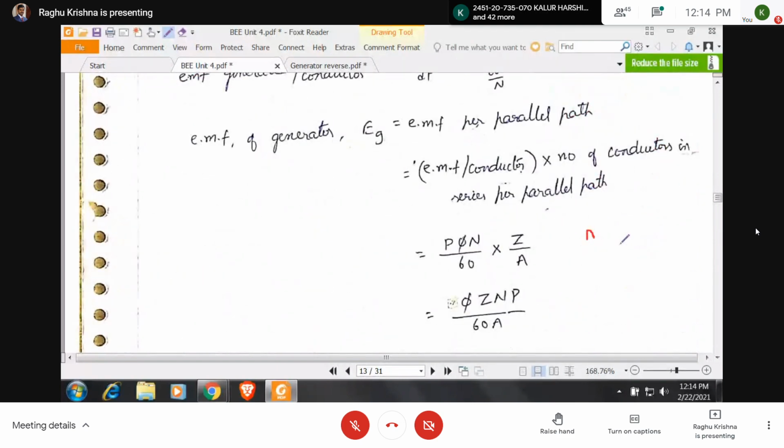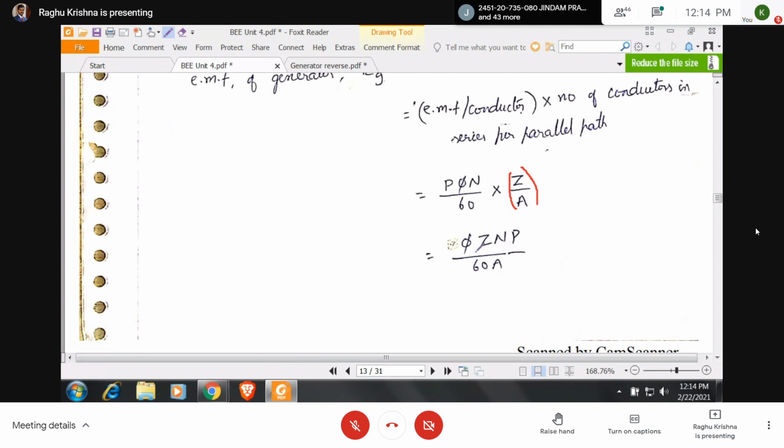Next here. So the number of conductors in series per parallel path is equal to total number of conductors divided by number of parallel paths. This will give Z by A. So the number of conductors per parallel path is equal to Z by A. So Z is the total number of conductors, and A is the number of parallel paths.